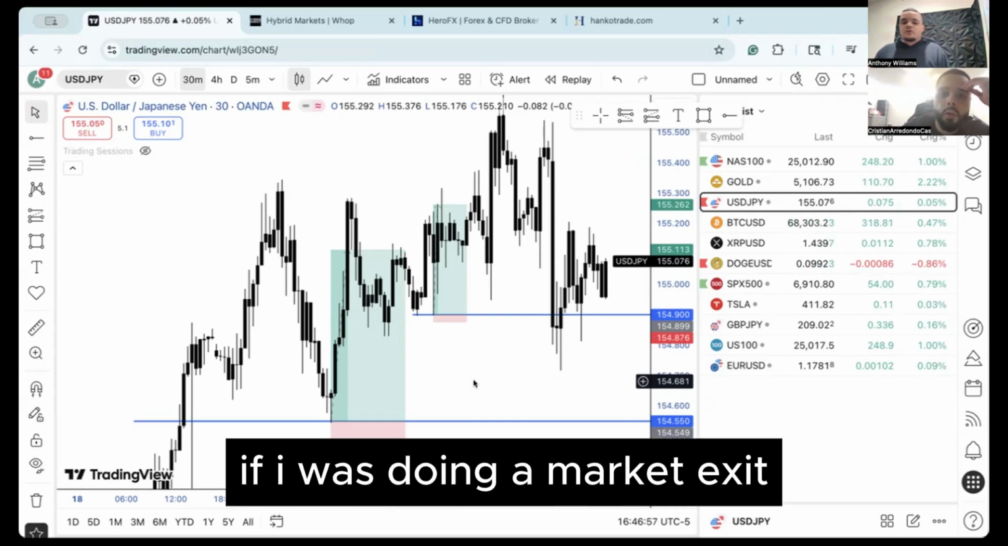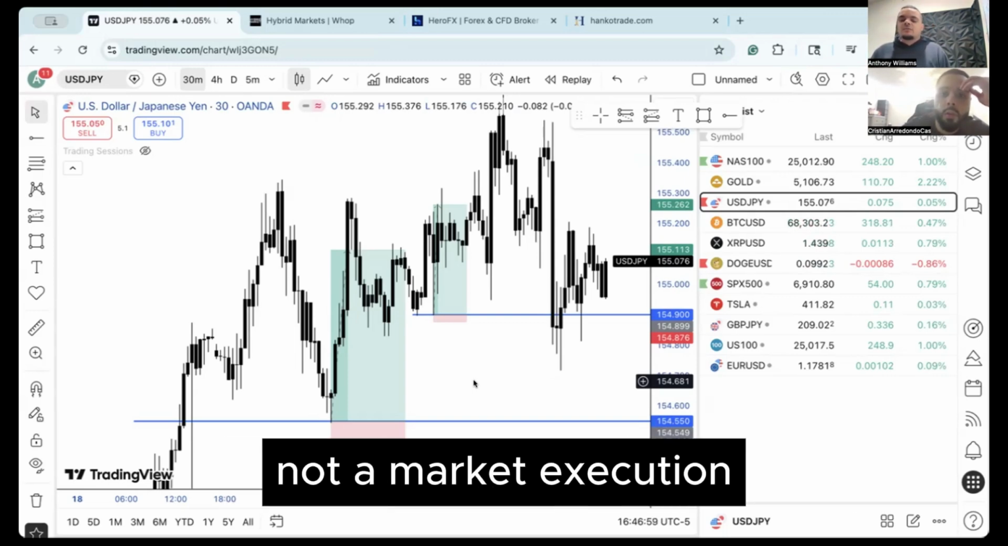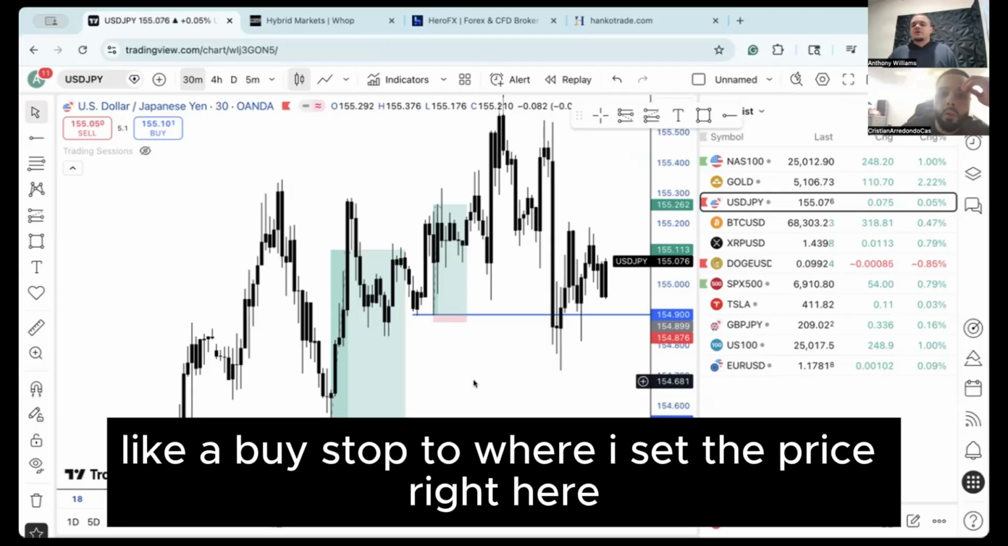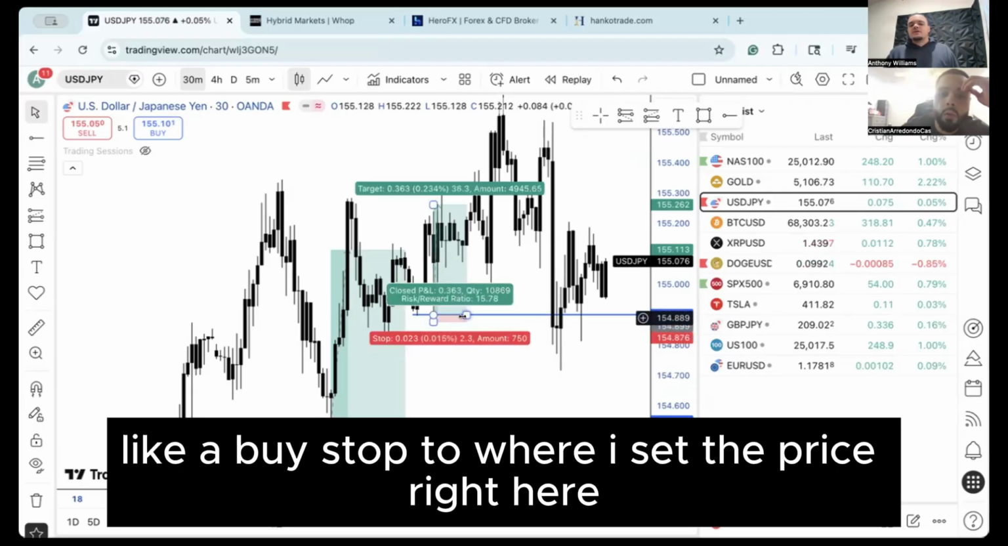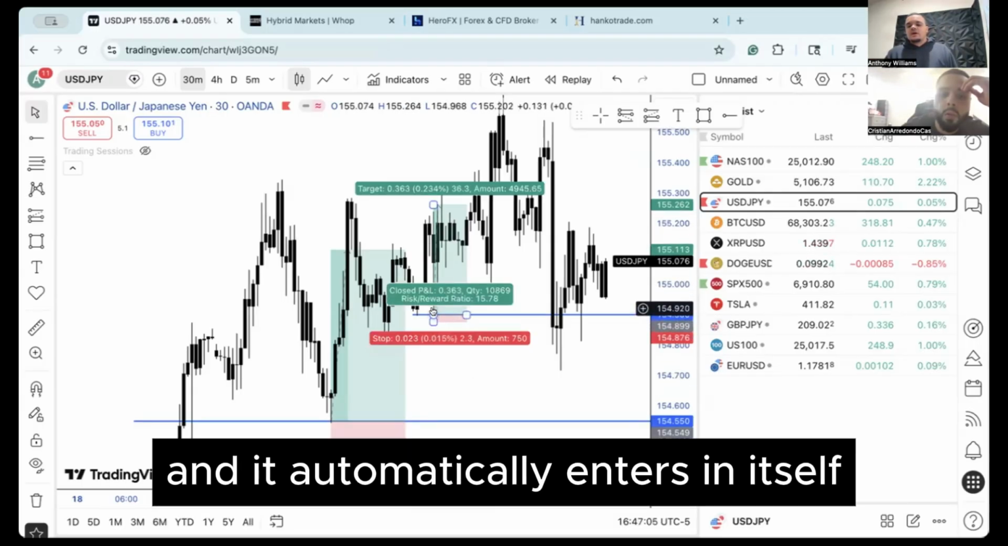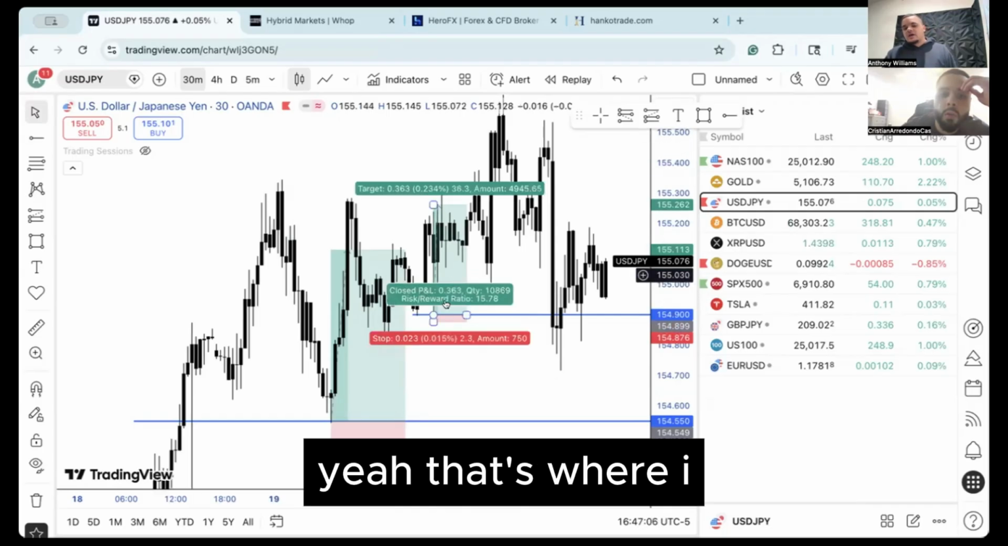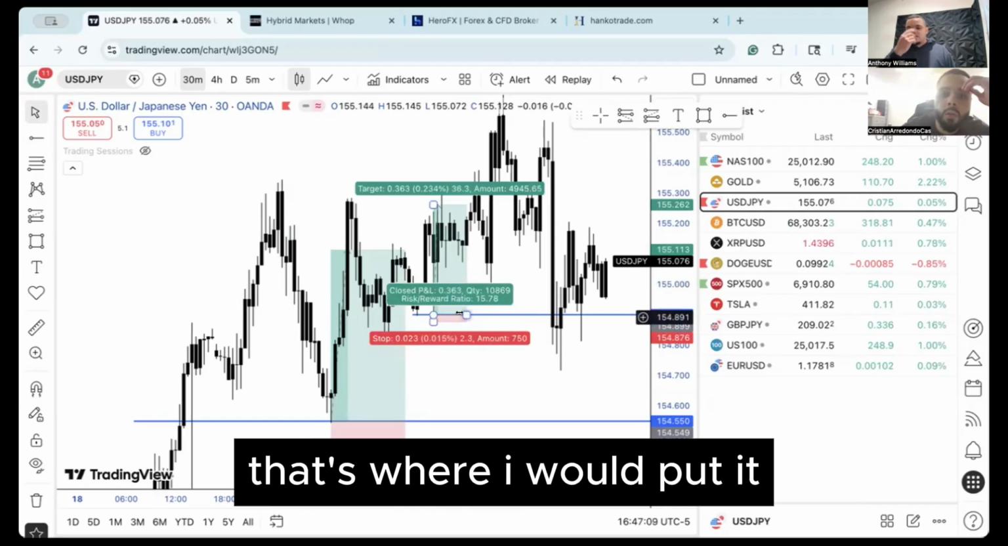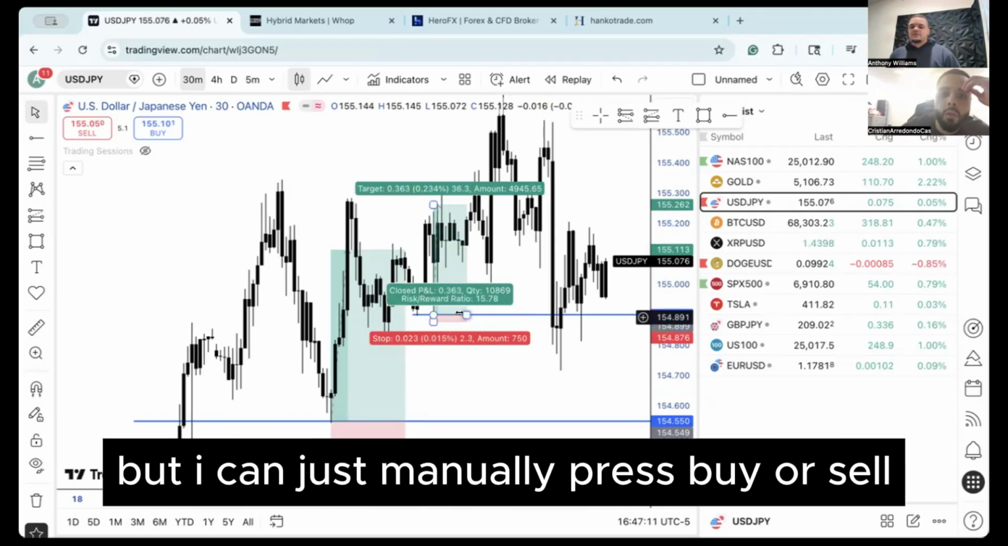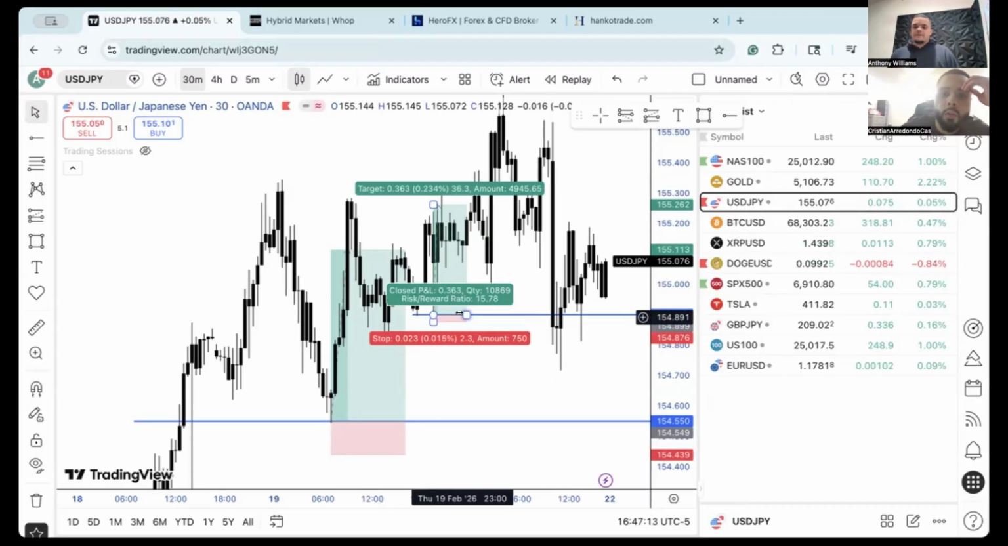If I was doing a buy stop, not a market execution, where I set the price right here and I wait for it to come down and it automatically enters itself, that's where I would put it. But I can just manually press buy or sell, so I could do either or.